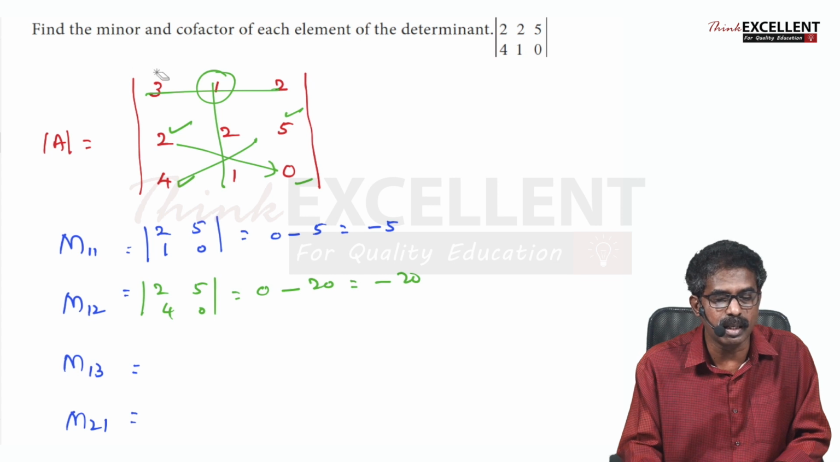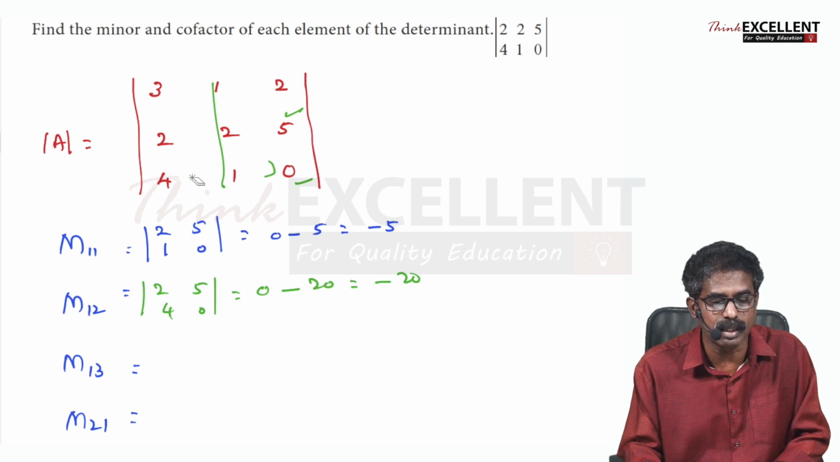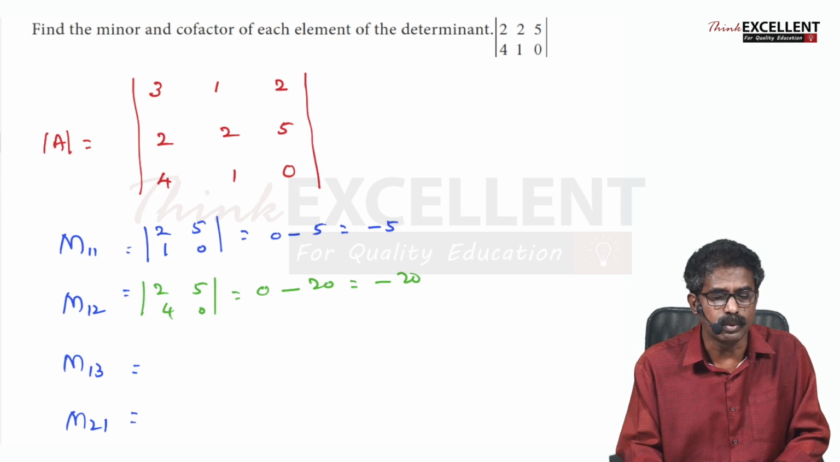Can you say the minor of the next element? What is the next element? 3. What is the position? 1, 3. How can you find the minor of this one?